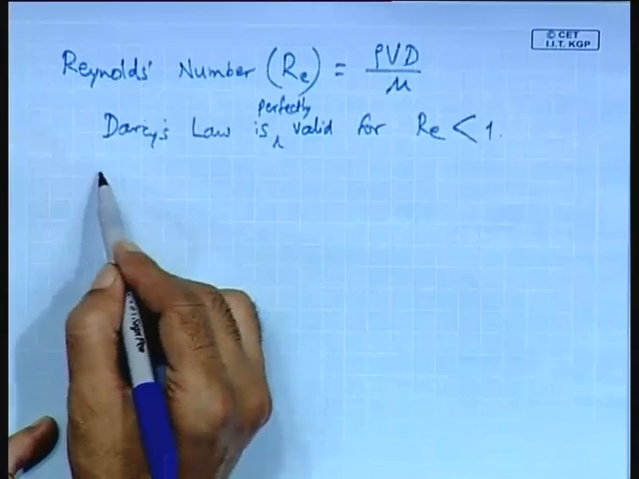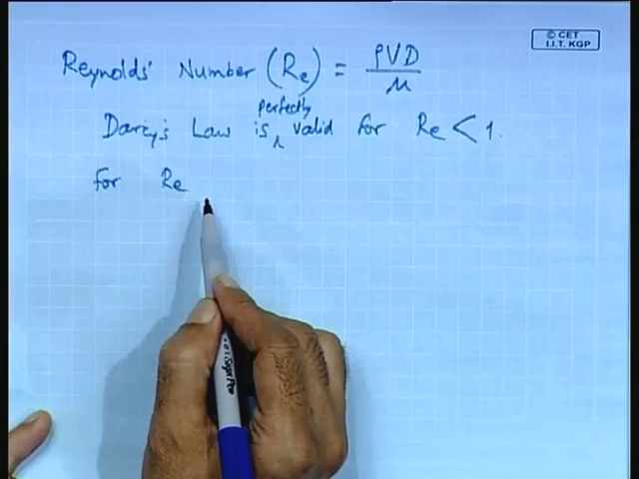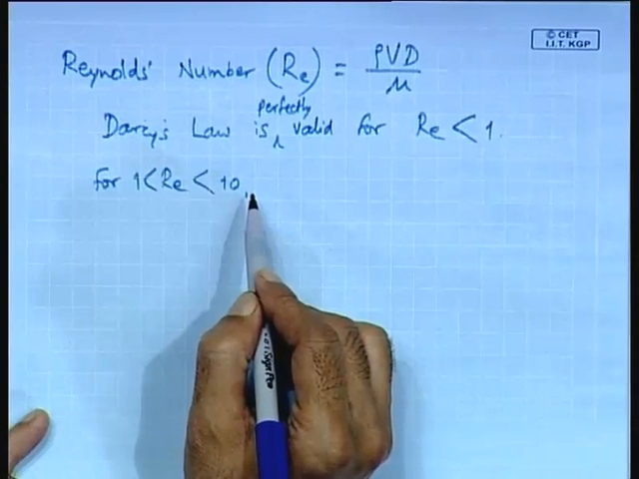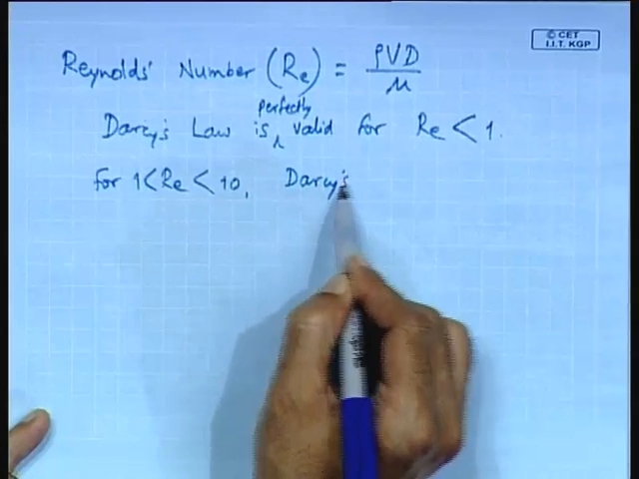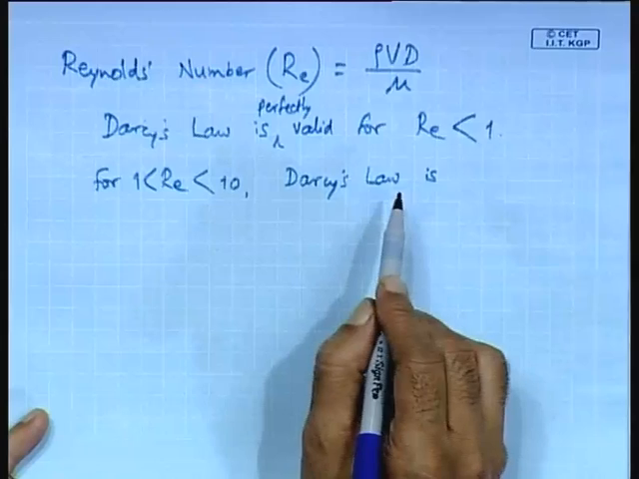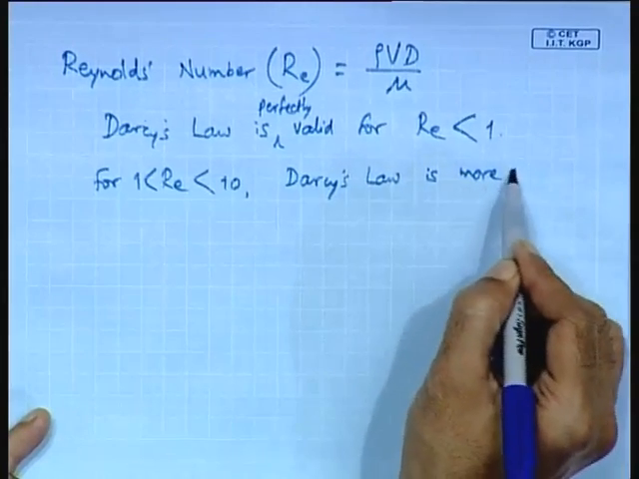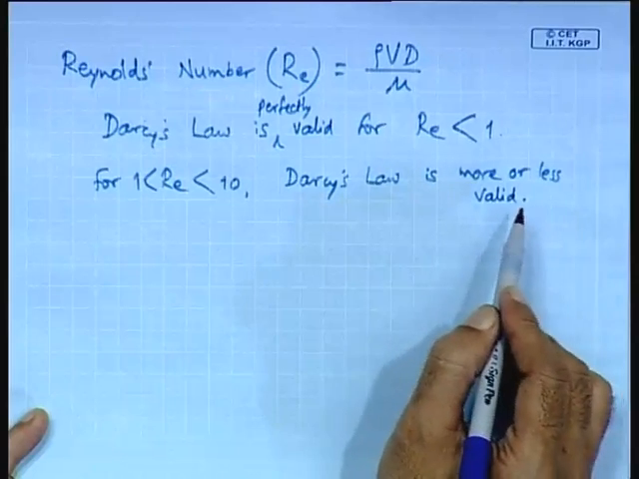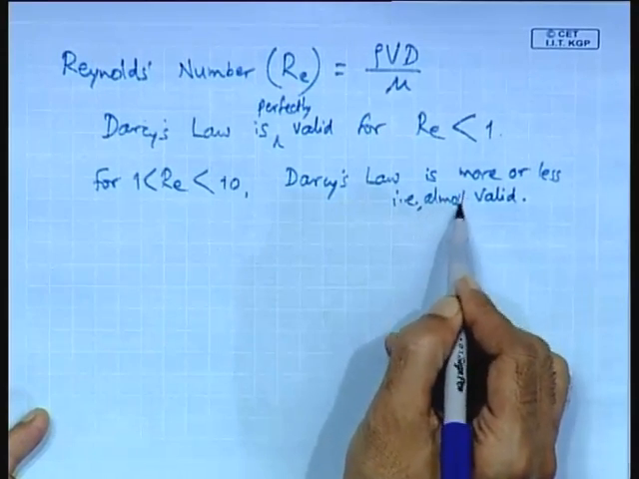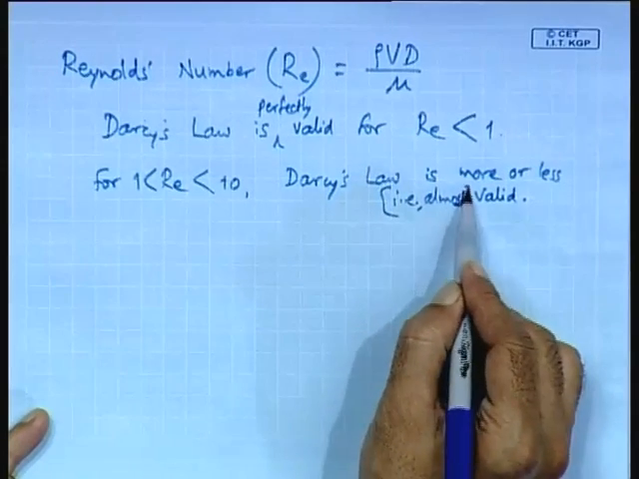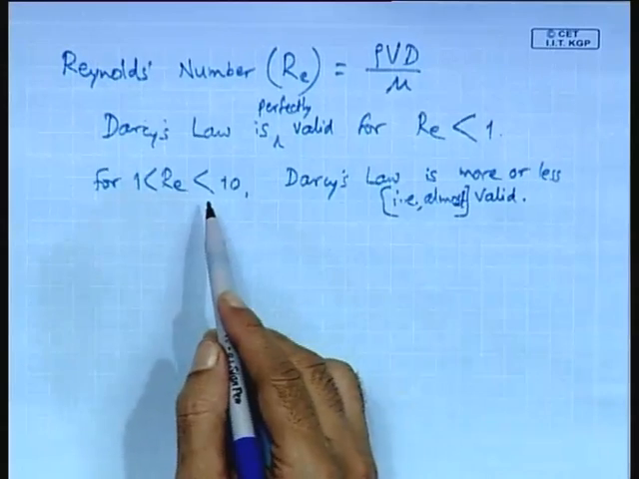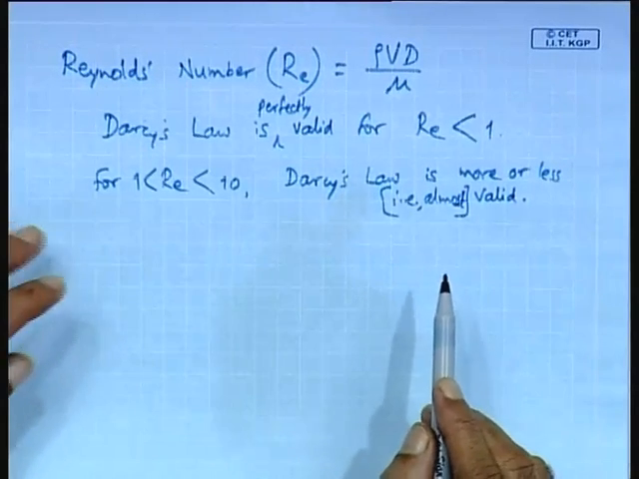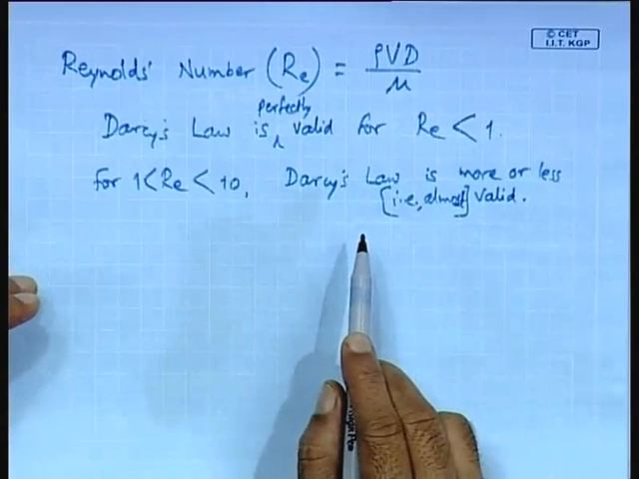And so for Reynolds number greater than 1 and less than 10, Darcy's law is more or less applicable. More or less, that means it is almost valid. So, only when the Reynolds number exceeds 10, which is very rare in case of groundwater flow, then Darcy's law will not be valid.